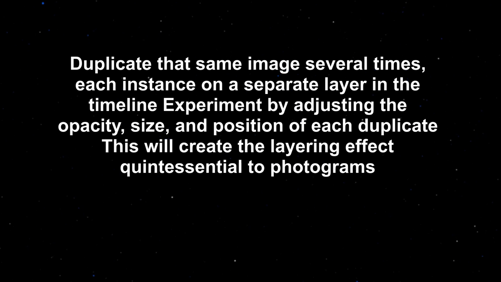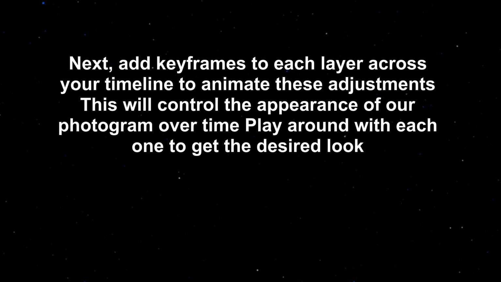Experiment by adjusting the opacity, size, and position of each duplicate. This will create the layering effect quintessential to photograms. Next, add keyframes to each layer across your timeline to animate these adjustments. This will control the appearance of our photogram. Over time, play around with each one to get the desired look.